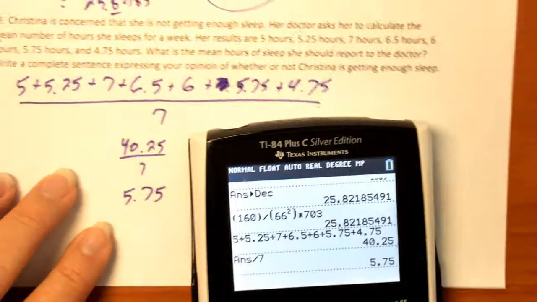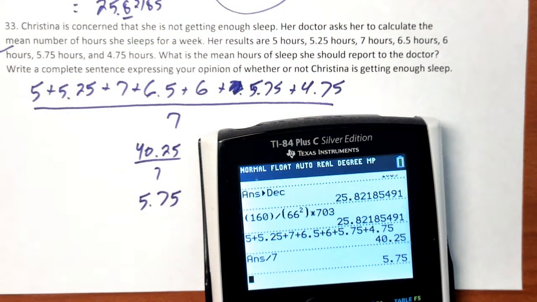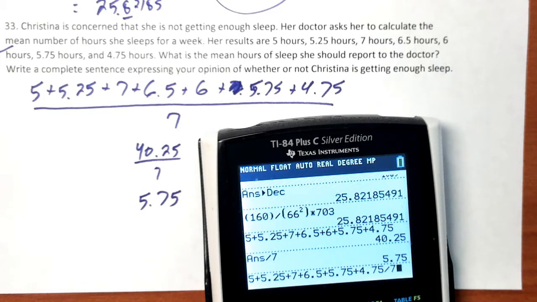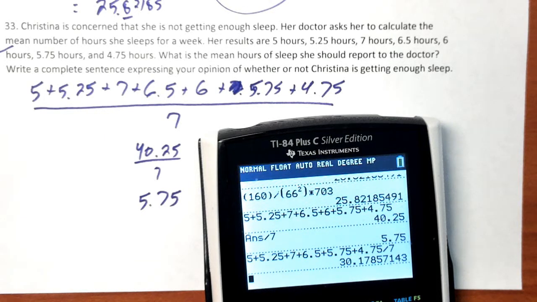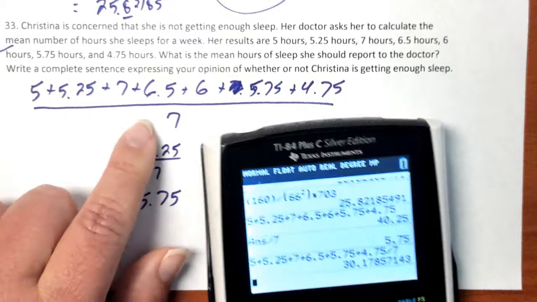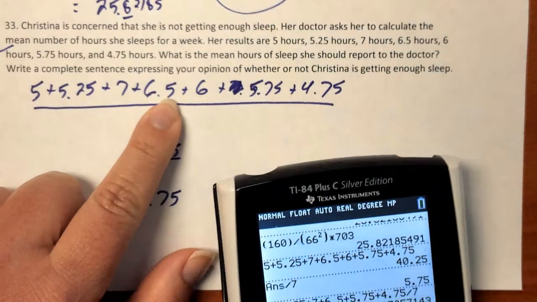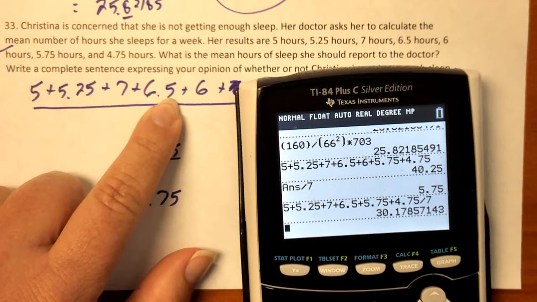I've had people before who say, oh, I don't want to do it in 2 steps. I don't want to do all the adding and then do the division. I'm going to just type it all in at once. So I'm going to add them all up and then hit divided by 7. And notice what happens. We got something different. We got 30-something. And if you really think about it, that doesn't make sense. If she was only sleeping 4, 5, 6 hours a night, there's no way it can average to 30.